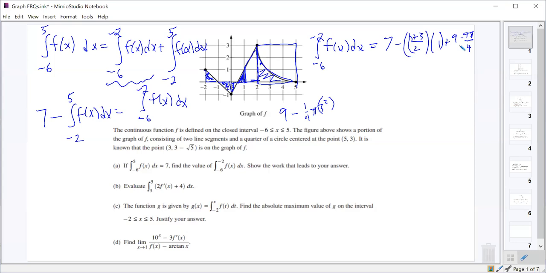And then we'll just go in and evaluate everything. So 1 plus 3 is 4 over 2 is 2. So really we've got 7 minus 2 plus 9. So that'd be 11 minus 9 pi over 4. And that should give us a positive 9 pi over 4 minus 4. Everybody good with that? Any questions on part A?